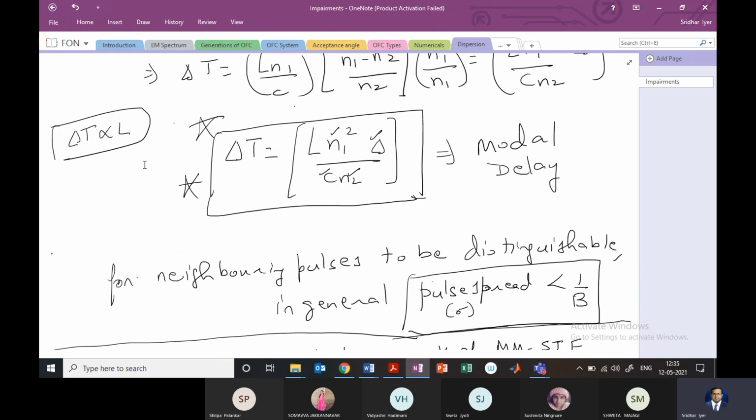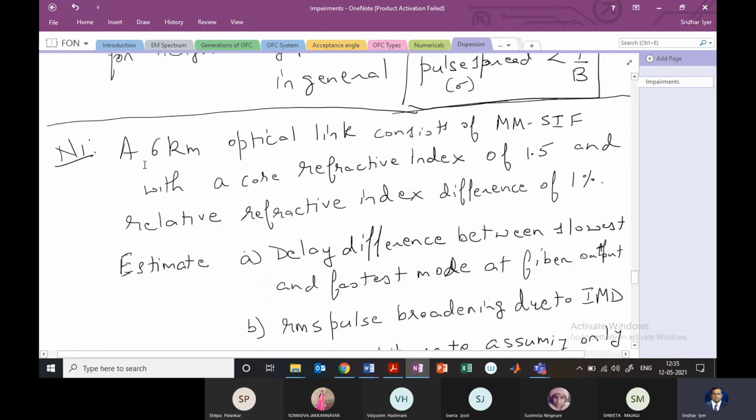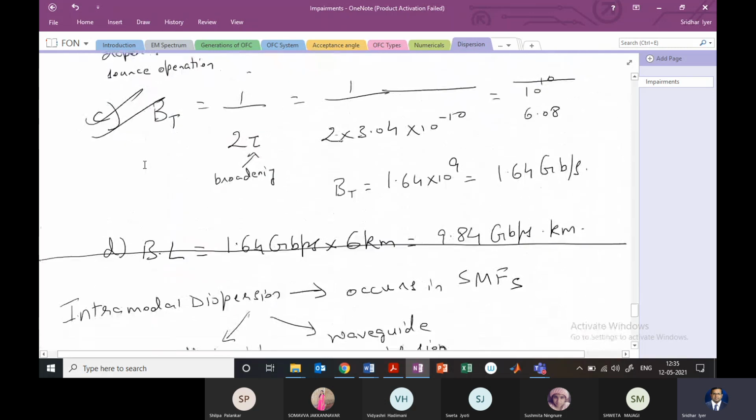I also explained to you through this equation that delta T is also dependent on N1, N2 and delta. That is, it is dependent on the refractive index. Once the fiber is made, these just become constant. So in effect, delta T only depends on the length of the fiber, right? That's why, since intermodal dispersion occurs in multimode fiber, according to that equation, we cannot increase the length of the fiber. The more we increase the length, the more the dispersion is going to be, right? And based on this, we solved a problem yesterday.